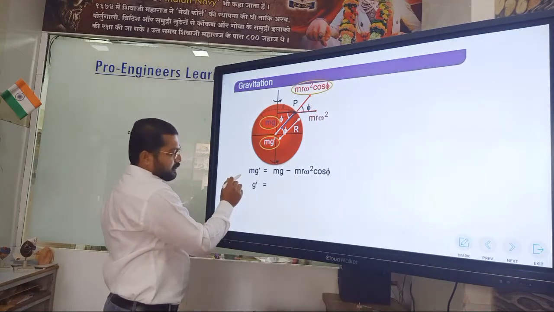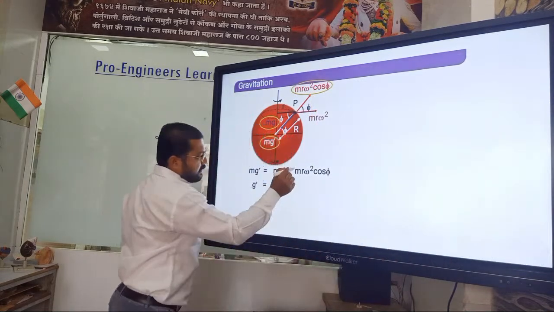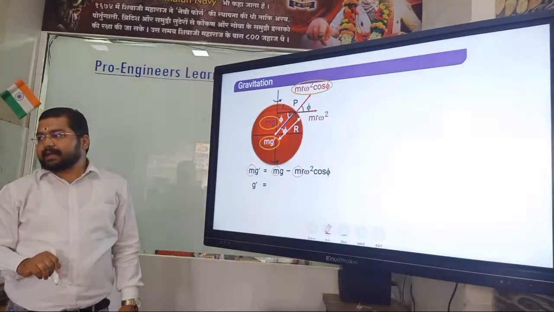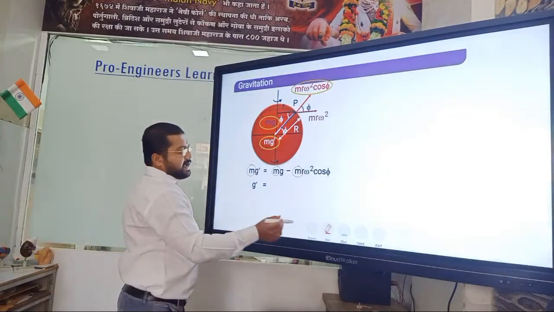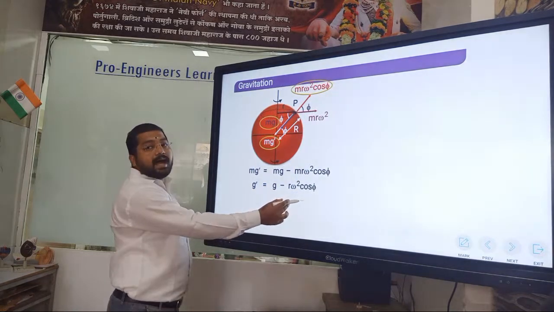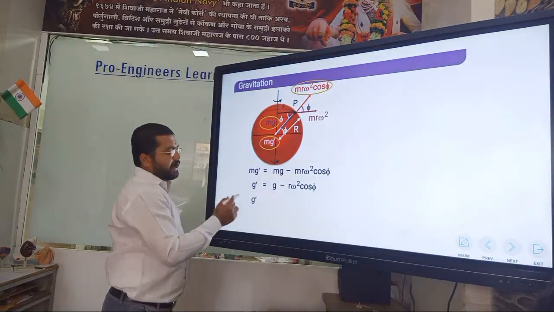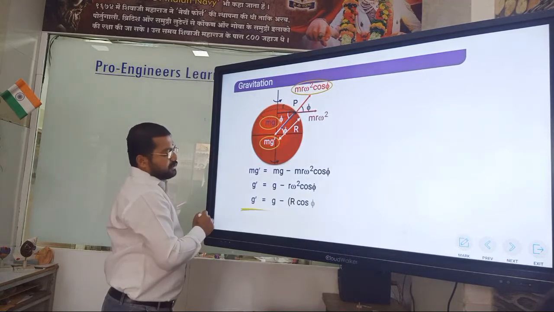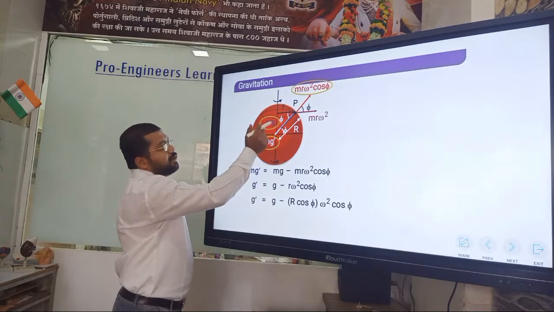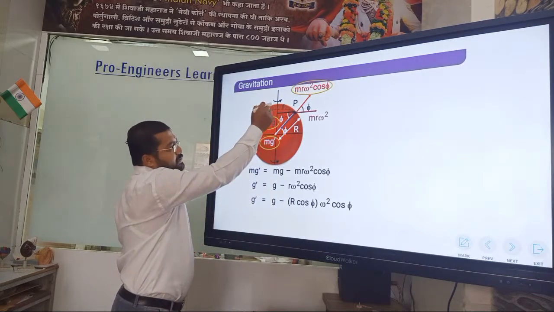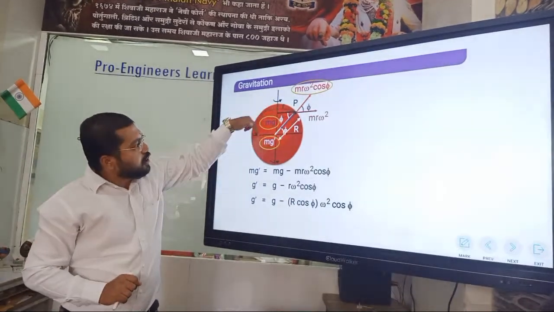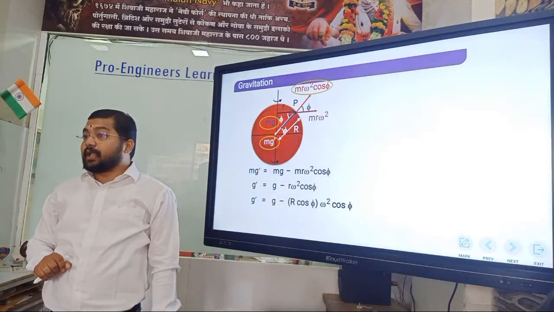Yes. So considering m common and that gets cancelled, g dash is equal to g minus r omega square cos phi. Here we have mentioned the value of small r; this is above this, that is r cos phi, with the trigonometry.